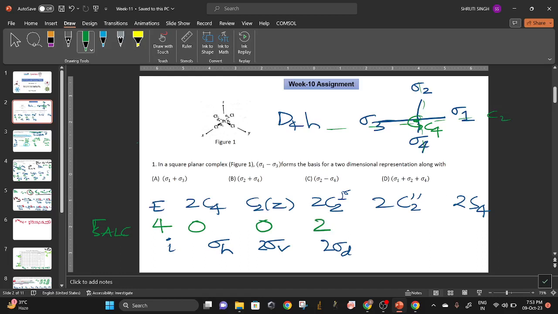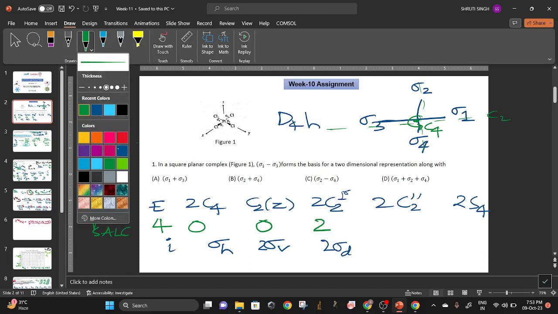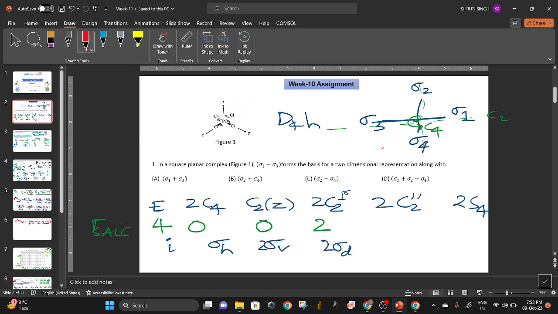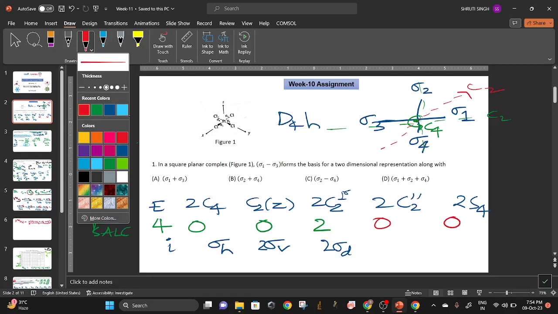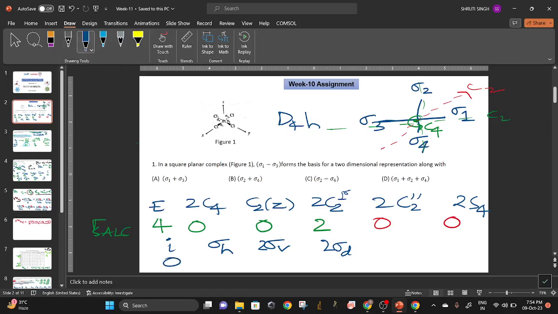Now this is C2'', meaning this C2 in between the bonds. If you are getting any doubt, you can ask. If we apply this C2, these two will flip, these two will flip, so nothing will remain at its place. So here the character will be 0. Under S4, first we need to apply C4. When we apply C4, all will change place, so here also it will be 0. Under i, again it will be 0 because they will change their places.